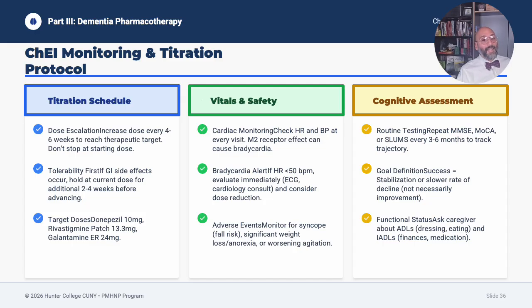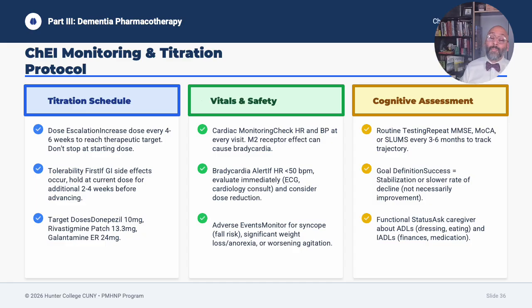And finally, cognition, because success here does not mean improvement. Success here is stabilization or slower decline. So you repeat the mini-mental, the MoCA, or the SLUMS every 3 to 6 months. And we always ask caregivers about real-world function with respect to ADLs and IADLs. Is the function holding steady?